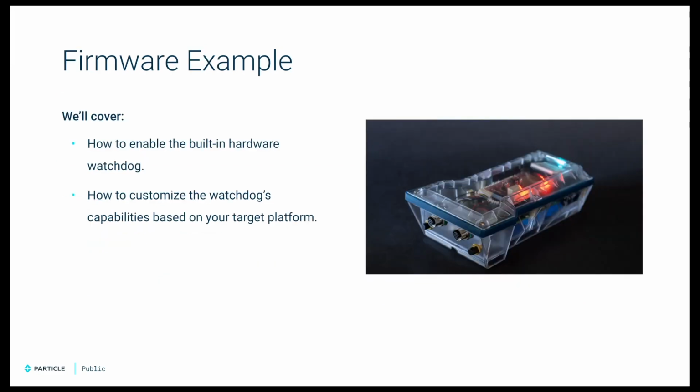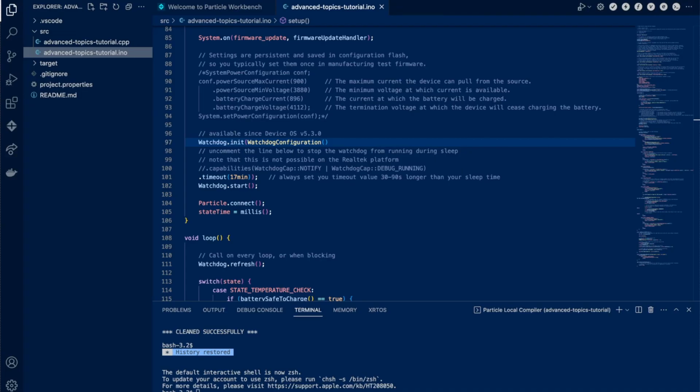Let's go to Workbench to add a watchdog timer to our code. We will learn how to enable the internal hardware watchdog and also how to customize it depending on the platform you're working on. Let's go into our code one last time to see how the internal hardware watchdog API works. A quick reminder that this is only available in DeviceOS version 5.3 and upwards, so make sure your device has the right version before continuing.